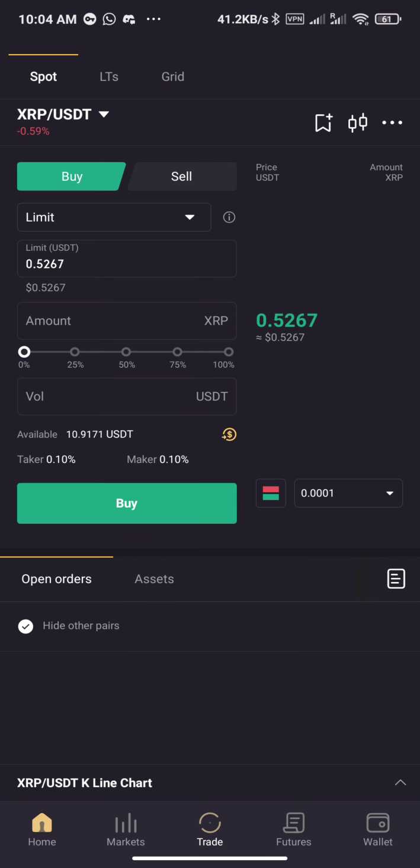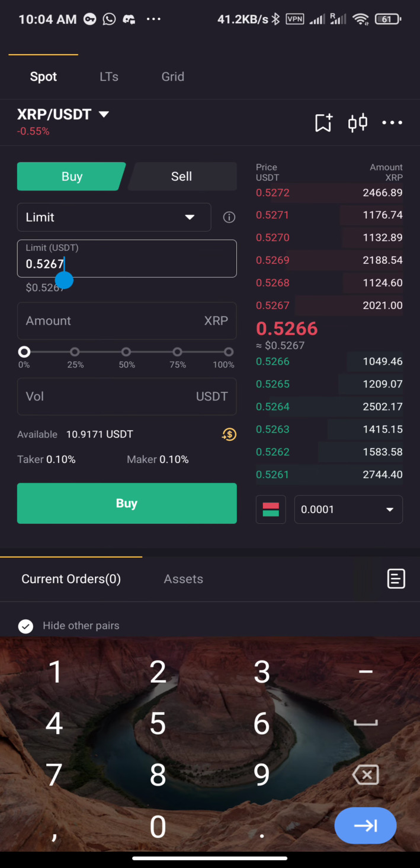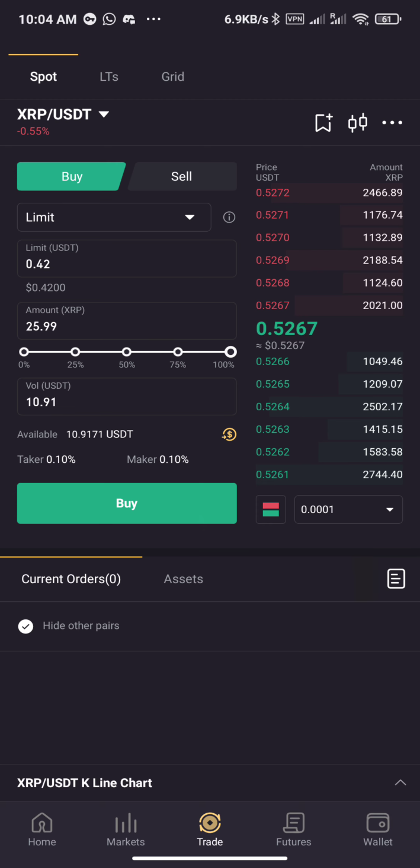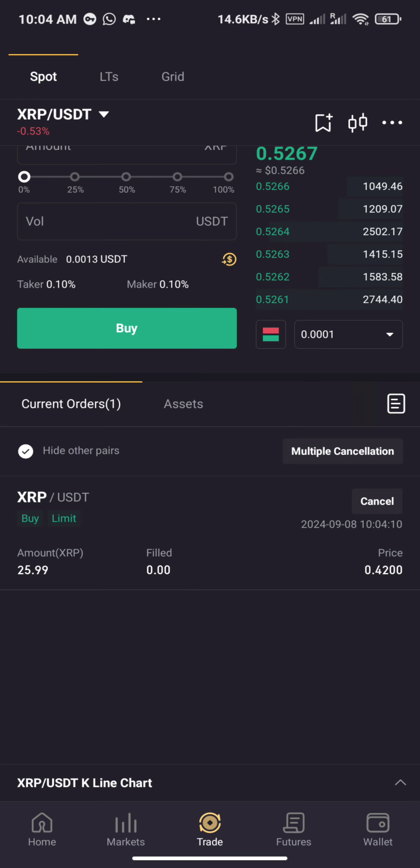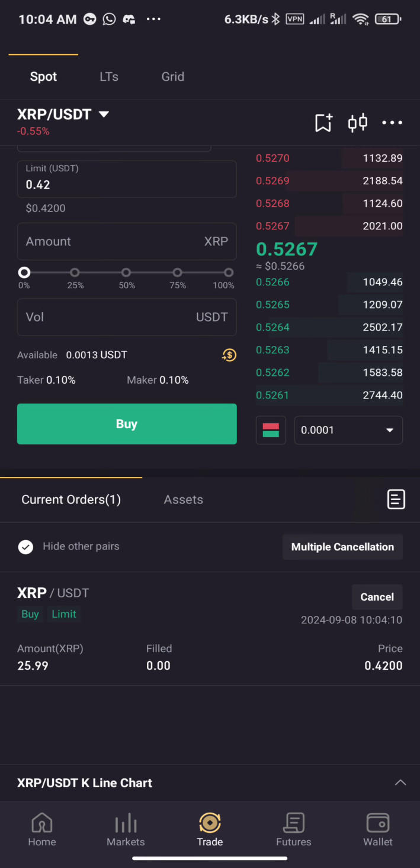So buy. I'm using 0.42, 100%. Can you see the order is submitted? You can see the pending order here. So whenever price reaches this point, it's going to pick up my order and activate it, and that is that.